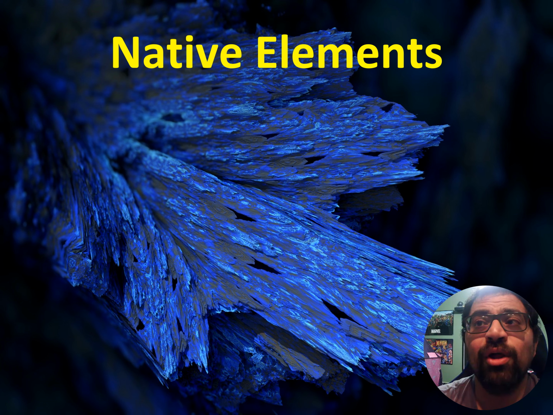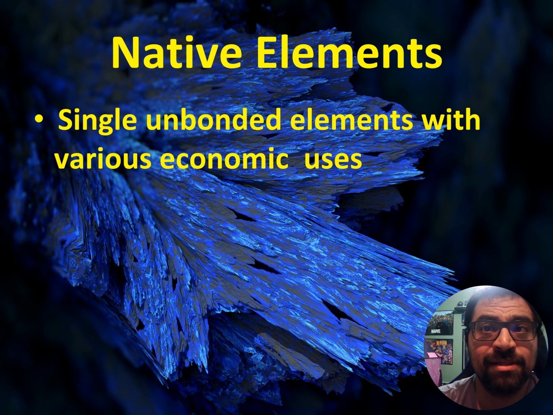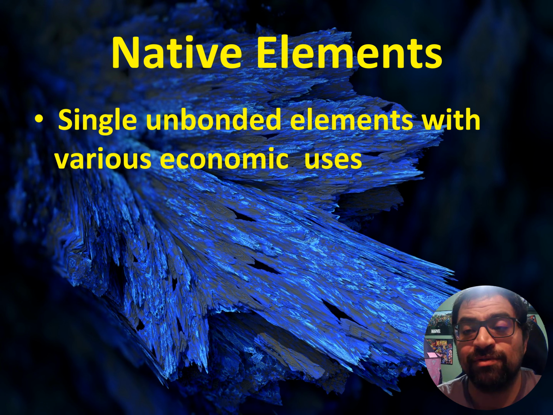And then we have what we call the native elements. Now the native elements are single unbonded elements that have various economic uses. So this would be like pure copper, pure gold. It's not bonded to anything. These are really, really economically important because if you can get these out, it means you don't have to go through the process of taking them out of something else.